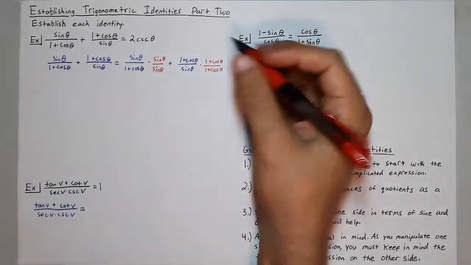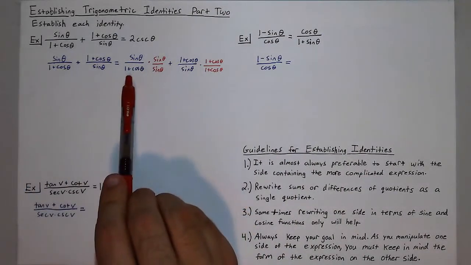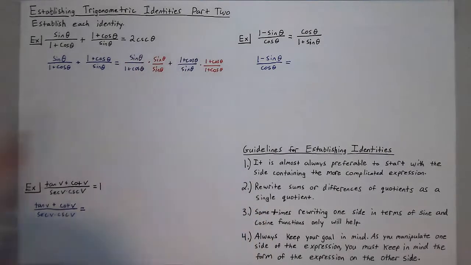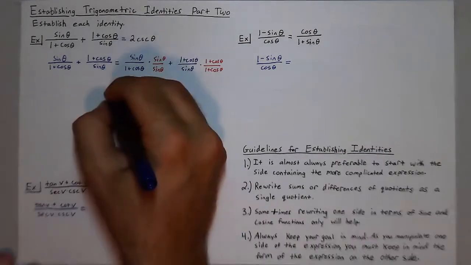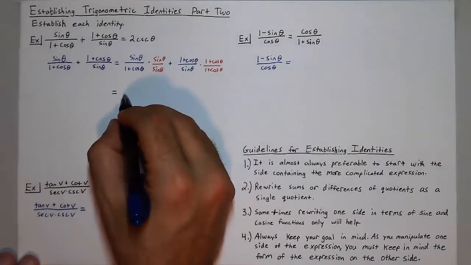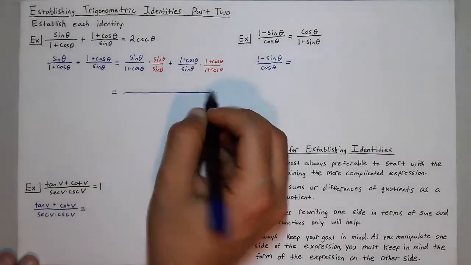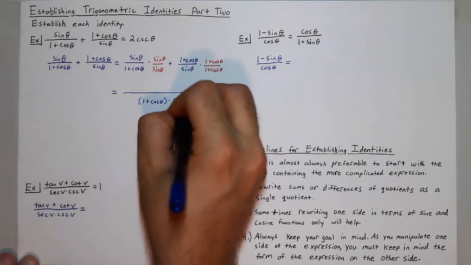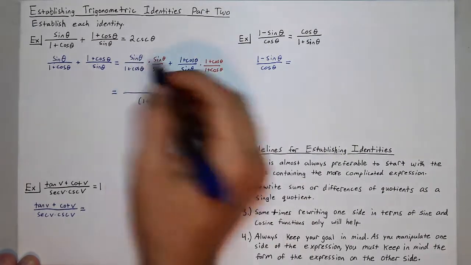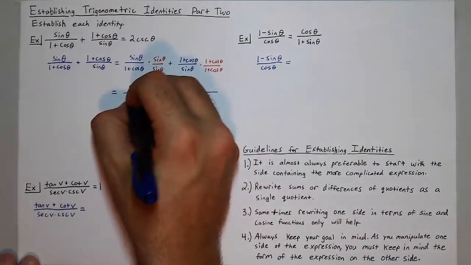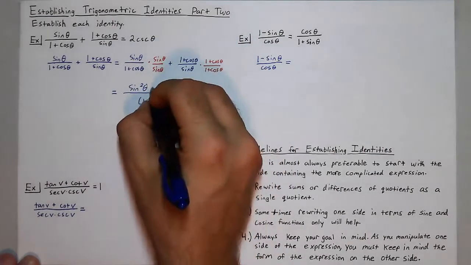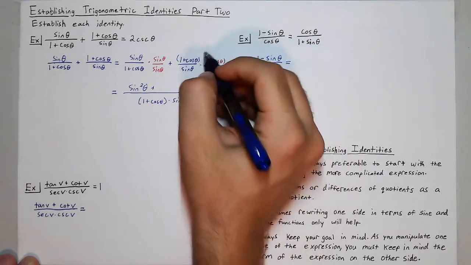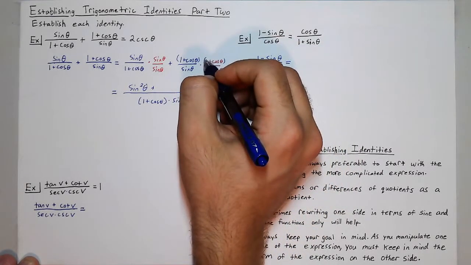So my new common denominator is just going to be 1 plus cosine of theta times sine theta, and my numerator is going to be a bit more involved. So I will have a pretty large numerator, but all over 1 plus cosine of theta times sine of theta. So up top I have sine times sine, so that'll be sine squared of theta, plus 1 plus cosine of theta times 1 plus cosine of theta, which I have to multiply these 2 binomials out by distributing.